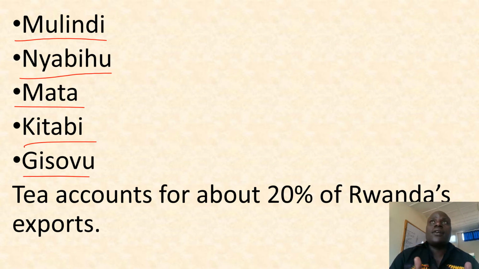And your role now is to go and check the district where each plantation or estate is located. If you say Mulindi, you should tell me the district where Mulindi Tea Estate is located. For example, I will tell you, this is in Gicumbi district along Katuna Road, Kigali Katuna Road. Tea accounts for about 20% of Rwanda's exports.